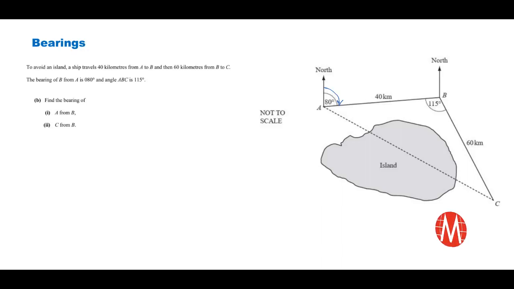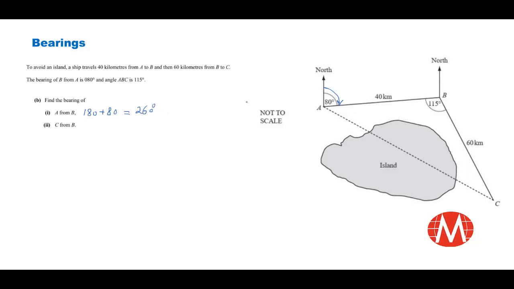So there is a mental math technique. This is the bearing of B from A. So for the bearing of A from B, we just have to add 180 to this. So it will be 180 plus 80. So the answer is 260 degrees. This is the bearing of A from B.